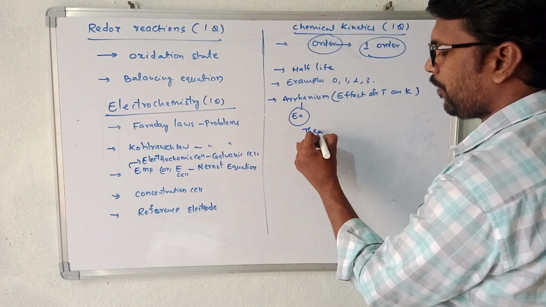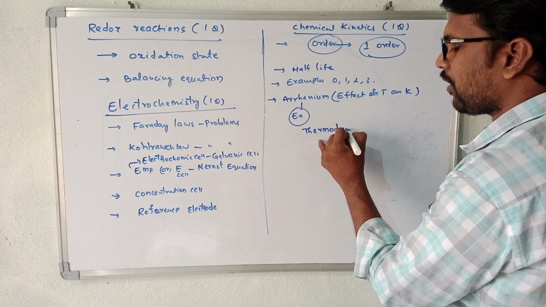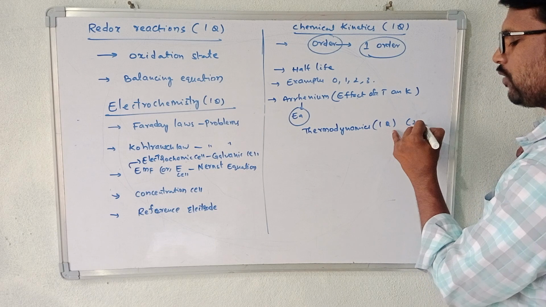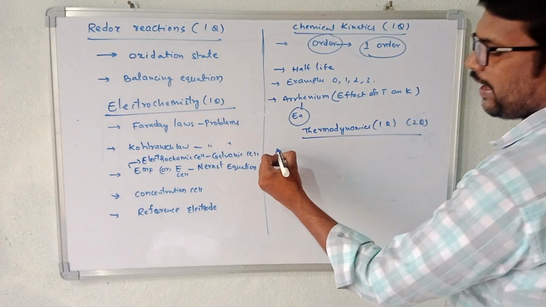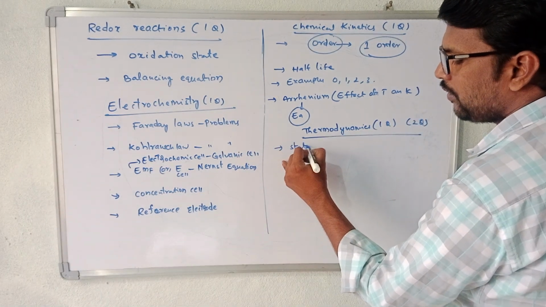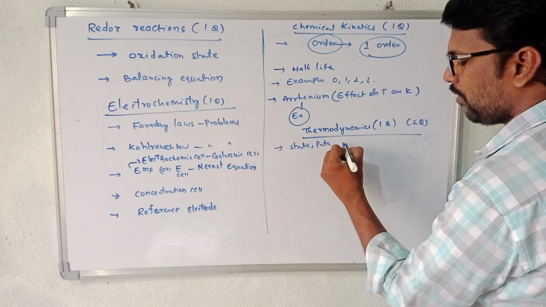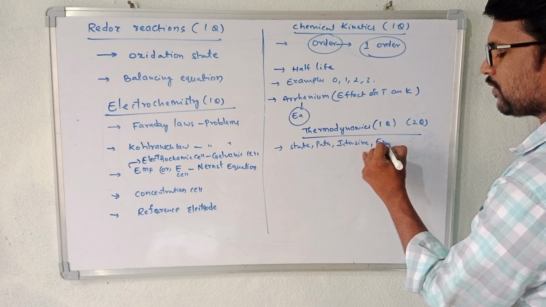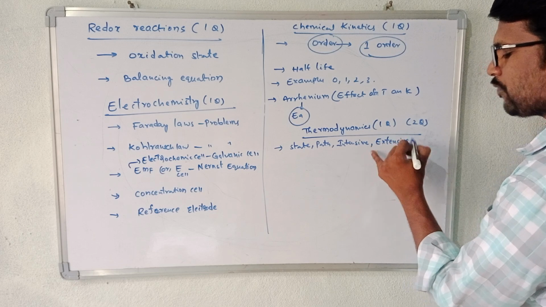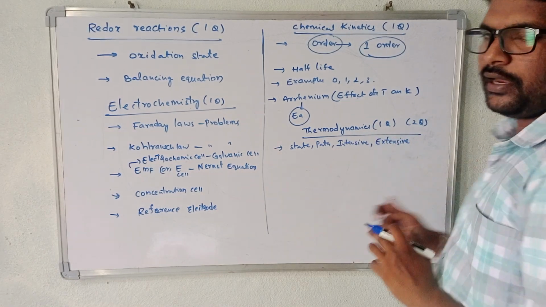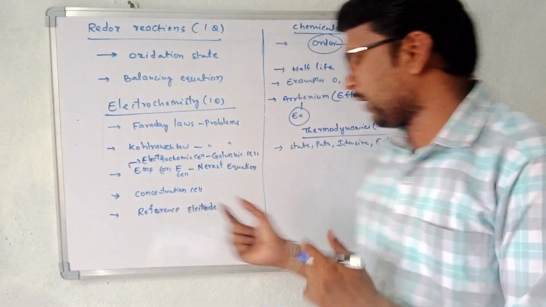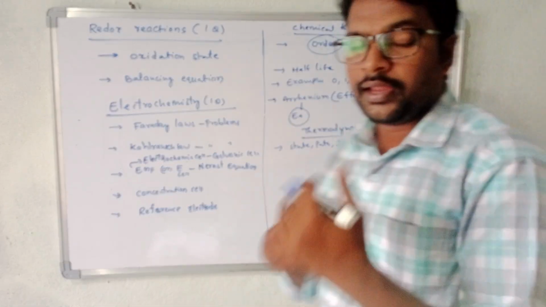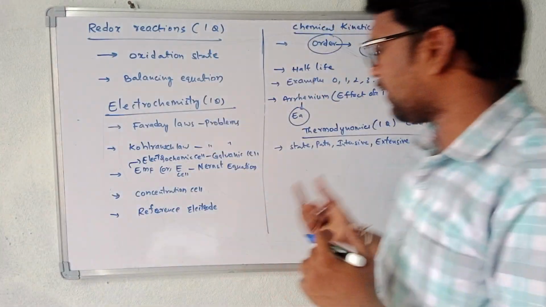Okay, and the next and last topic is thermodynamics. In thermodynamics we get a maximum of one question, and in some cases we get two questions also. If it is a direct question, it is based on examples of state function, path function, intensive property, extensive property. So remember examples for state function, path function, intensive property, extensive property. These examples are direct questions. In most cases if a direct question is given from thermodynamics, we get this.